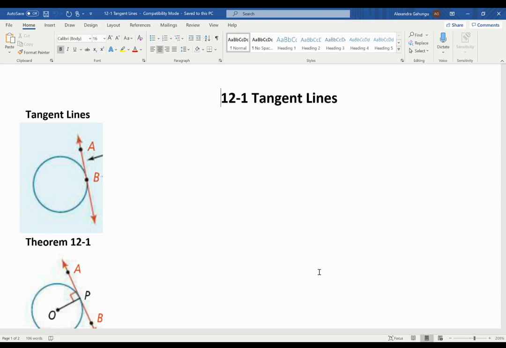We are starting with chapter 12 now, which goes over circles and segments within circles. Our first segment that we're looking at is tangent lines.